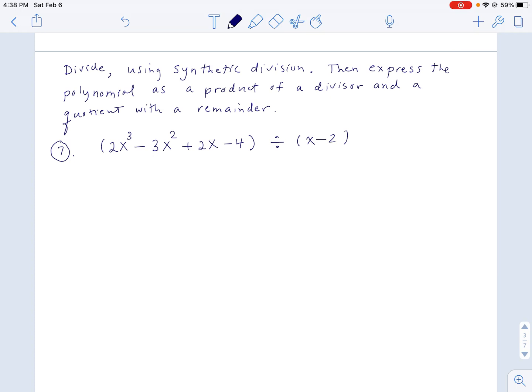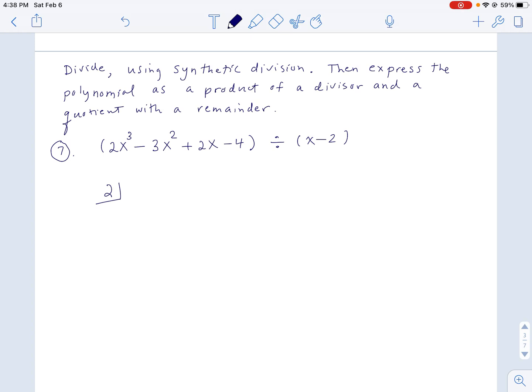So I start with what I divide by. If I'm dividing by x minus 2, I put positive 2 in a box. You take the number that would zero out the divisor. I guess that's the best way I can say it. So if you're dividing by x minus 2, you put 2 in a box.